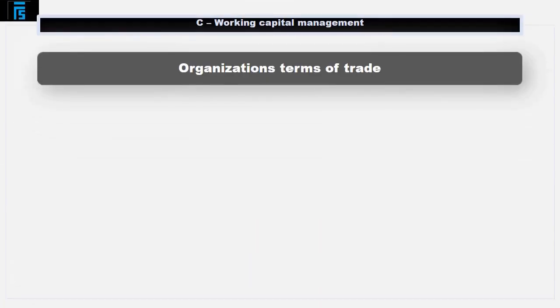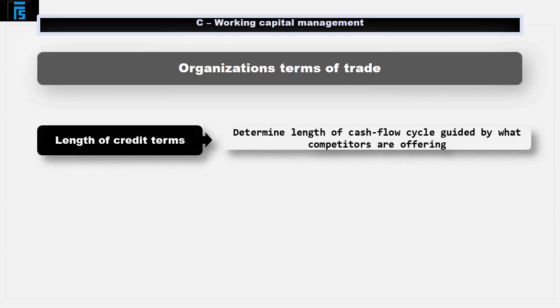The organization's terms of trade. What does this mean? These are the terms the company offers to its customers. The length of credit terms will determine the length of the cash flow cycle. To reduce them, companies can offer discounts for early payment. Although companies can decide on their terms of business, often they must follow what their competitors are doing. For example, if an organization's competitors are offering 30 days credit, they will need to offer similar terms so as not to lose out on business.